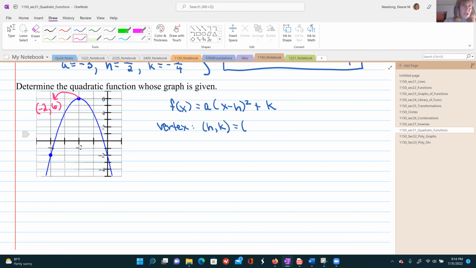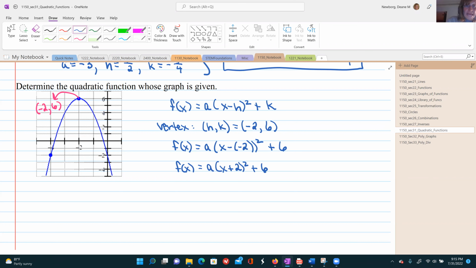So our h is -2, our k is 6. Let's go ahead and plug at least that much in. I still don't know what a is. I know it's going to have to be negative since this parabola opens down. So I'd have x minus -2 plus 6. Instead of minus negative, I'm just going to write it as (x plus 2) squared plus 6.